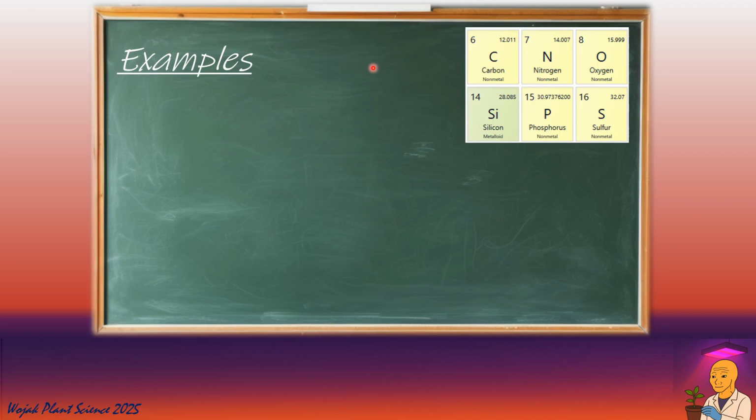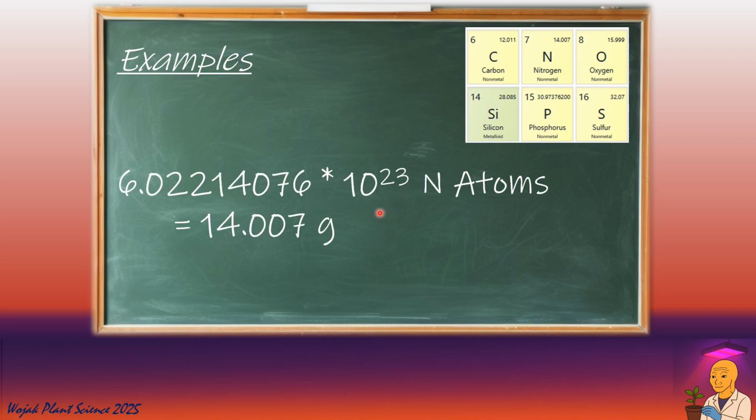So let's make some more examples. You see here a section of the periodic table: carbon, nitrogen, oxygen, silicon, phosphorus, and sulfur. So 1 mole of nitrogen atoms is 14.007 gram. That was easy because you find the information in the periodic table. We have to consider, by the way, that elemental nitrogen always comes as N2. It looks like this.